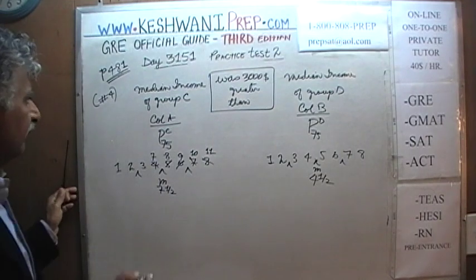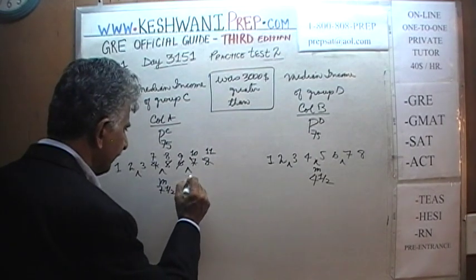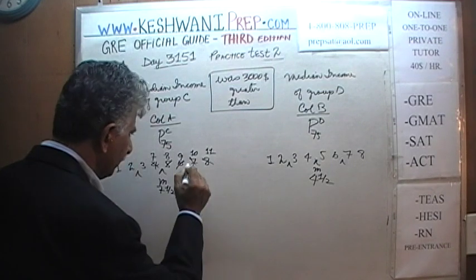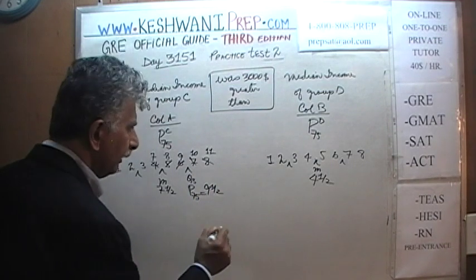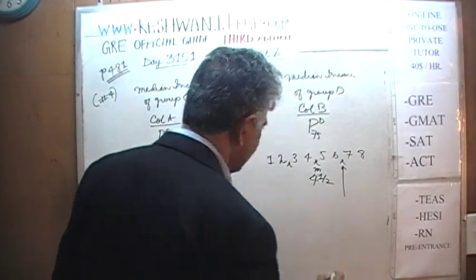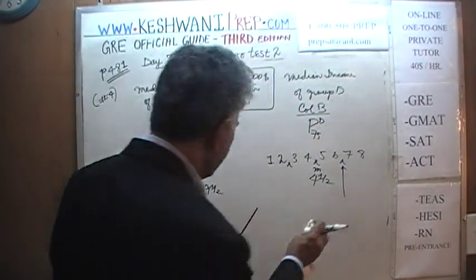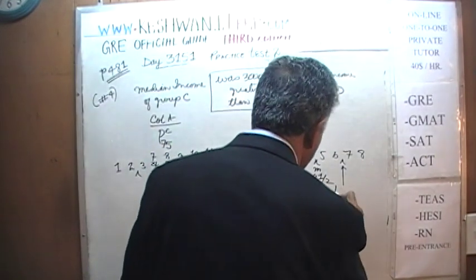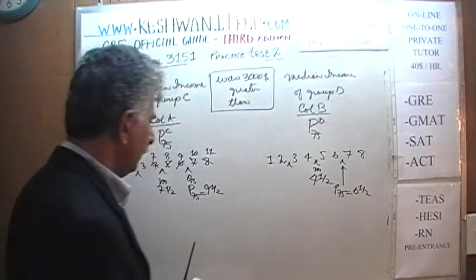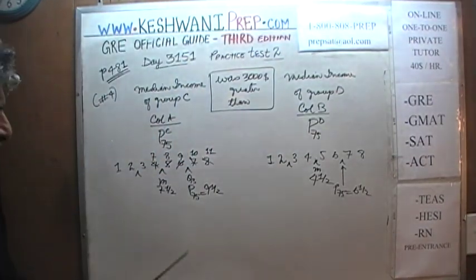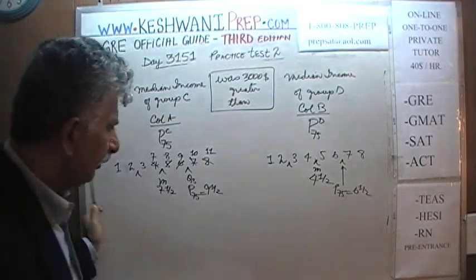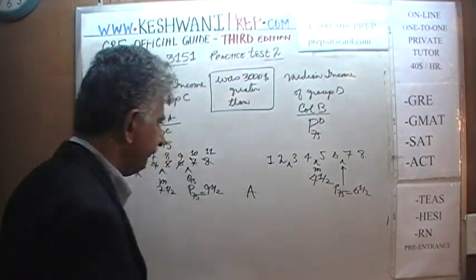Let's compare the 75th percentile. The 75th percentile is the third quartile. The 75th percentile here would be 9.5, and the 75th percentile here would be 6.5. So based on the figures that we have here, the 75th percentile of this group is much bigger than the 75th percentile of that group. It seems like the answer is A.